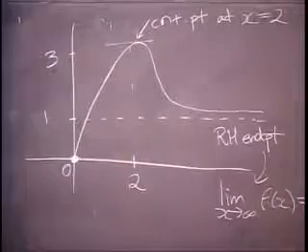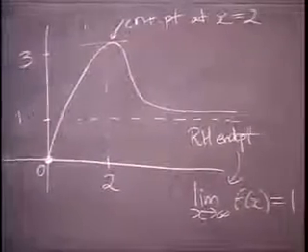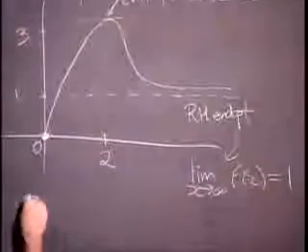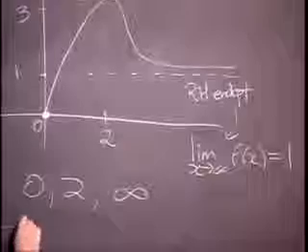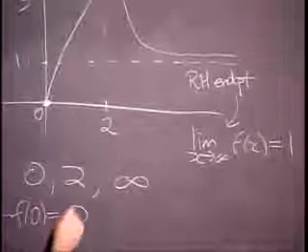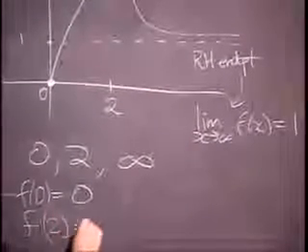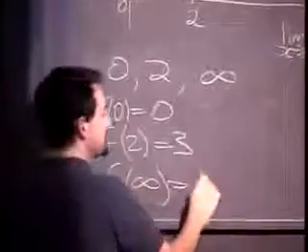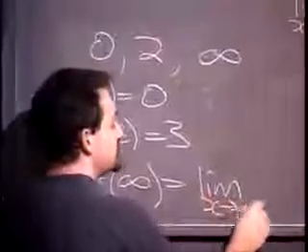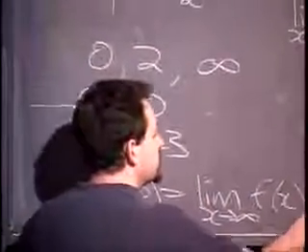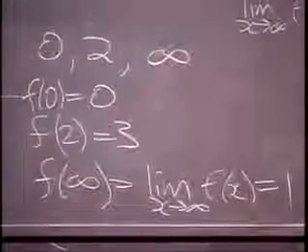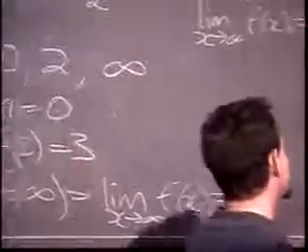So I think of the right-hand endpoint as infinity, and my list is really 0, 2, and infinity. F of 0 is 0, f of 2 is 3, and f of infinity doesn't really make sense, but it does make sense as the limit as x goes to infinity of f of x, which is 1. So the highest point is 3, and the lowest point is 0. But there is something subtly wrong with what I've been saying, although it does work in this case.